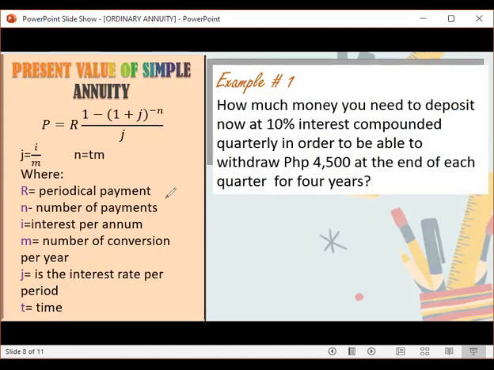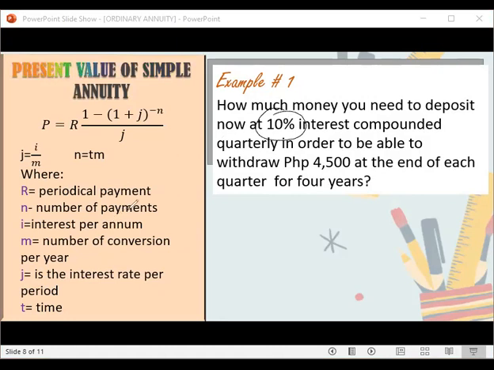So example number 1 is how much money you need to deposit. Ayan, tinatanong, magkano you need i-deposit at 10% interest compounded quarterly in order to be able to withdraw 4,500 pesos at the end of each quarter for 4 years. So first is to identify the given, step 1.